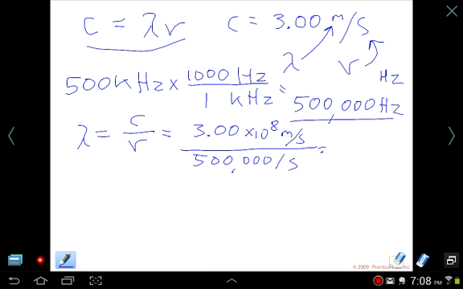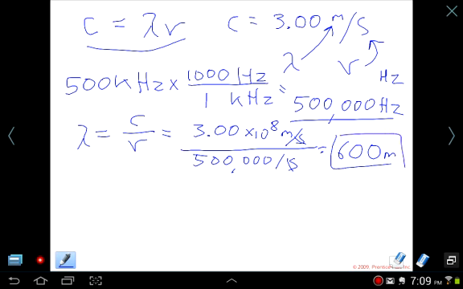So if you plug this into your calculator, it's a good idea to be able to use scientific notation. So 3.0 times 10 to the 8th divided by 500,000, which gives you roughly 600 meters. And as you can see, in this case the seconds cancel out, so your answer is 600 meters.